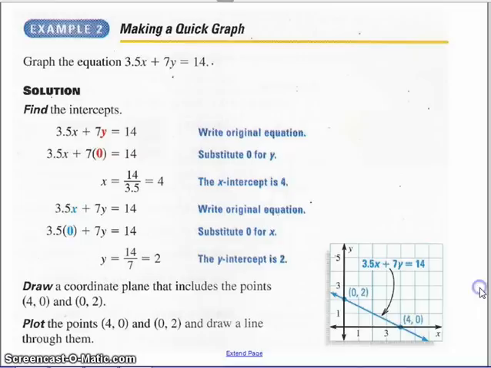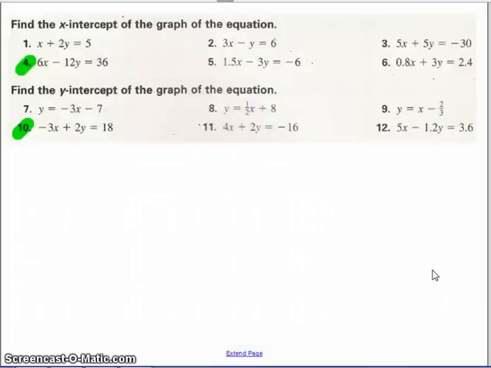So let's look at the graph as they've set it here. If x is 4, I pick 4 on the x-axis, and y is 2, I pick 2 on the y-axis, then I just draw a line through those 2 points. And that's what they've done here. And in the blue here, they've indicated this is the line, 3.5x plus 7y equals 14. I think there's an even easier way to explain this, if you don't mind.